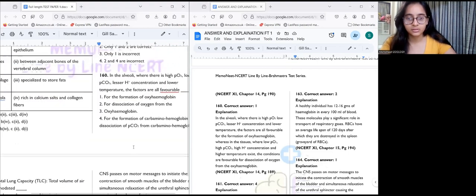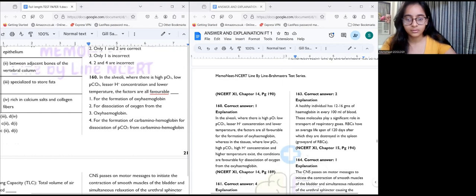Then next question. Where there's more oxygen, we need to utilize that oxygen, so we'll form oxyhemoglobin. This occurs in the alveoli, but in the tissues there's lesser oxygen, right? So we need to get oxygen. So what happens is dissociation from oxyhemoglobin. So formation in the alveoli, dissociation in the tissues.